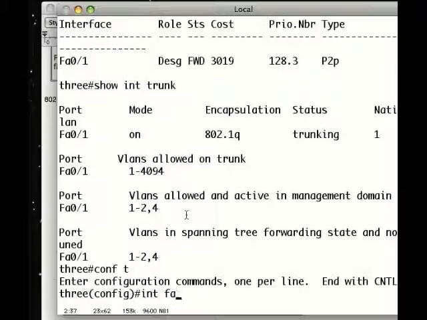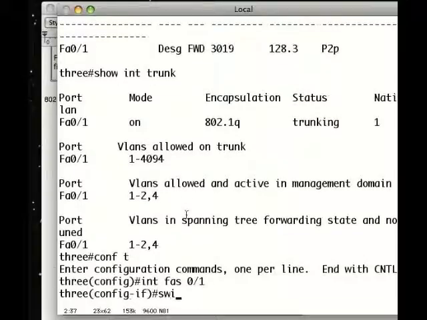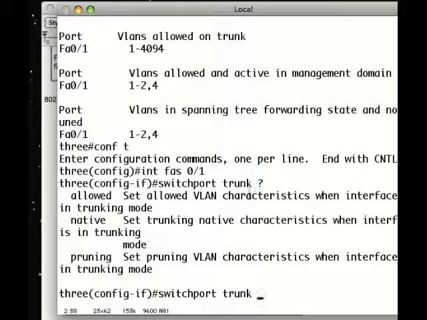Conf t, int fast0/1, switchport trunk. I'm looking for switchport trunk encapsulation. Switchport trunk encapsulation is a command to configure a particular encapsulation. You can configure ISL or you can configure 802.1q, and guess what? It's not there. Why is it not there?